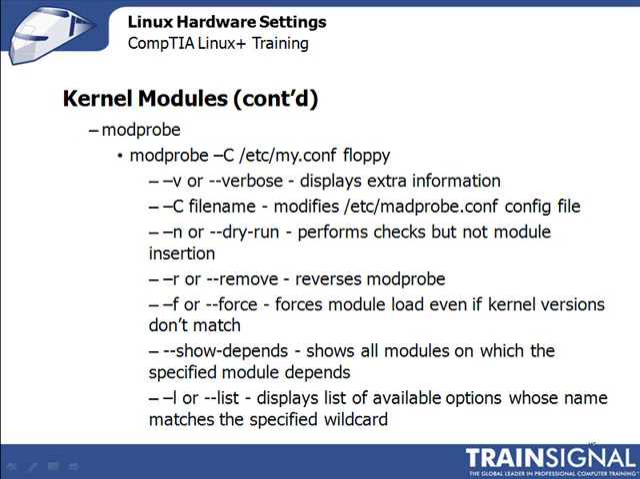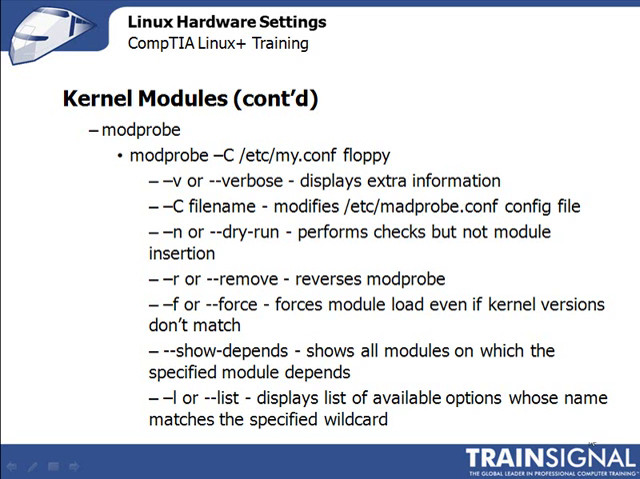Dash F or dash dash force will load a module even if the kernel versions don't match. Now normally this isn't a good idea, but it may be required with third-party binary-only modules. Dash dash show dash depends, as the name suggests, will show all modules on which the specified module depends. And finally, dash L or dash list shows all available options whose name matches the wildcard. For example, modprobe dash L asterisk F will show all the modules whose name begins with an F.